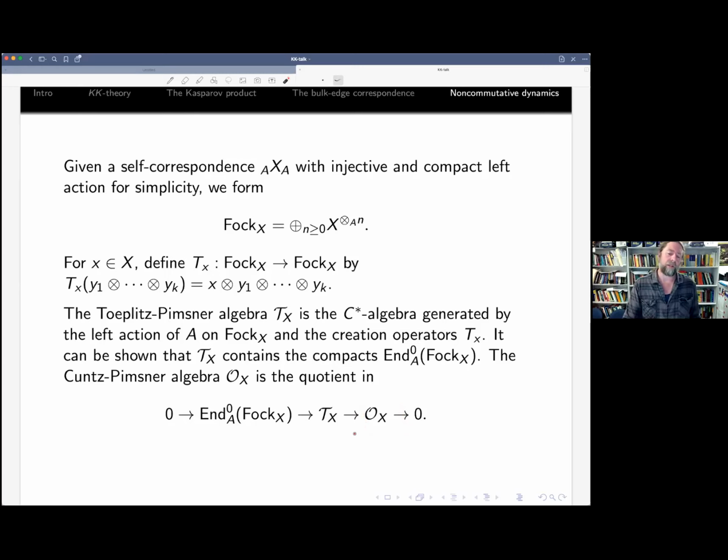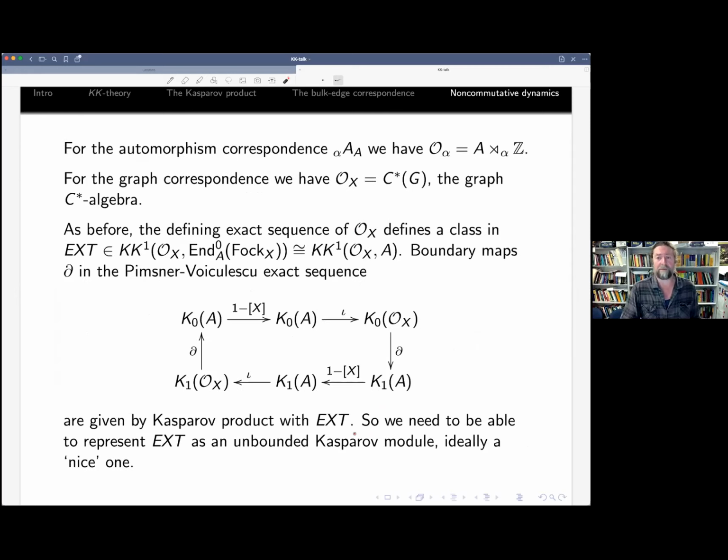And so we would like to represent this extension as a KK class, and we'd like to do it nicely. Just as examples, if you start with an automorphism correspondence, what you get is the crossed product. If you start with that finite graph, the Cuntz-Pimsner algebra is the C-star algebra of the graph. So very well studied.